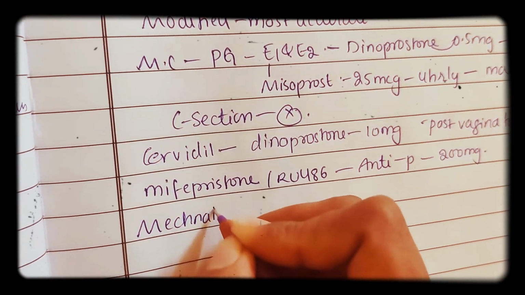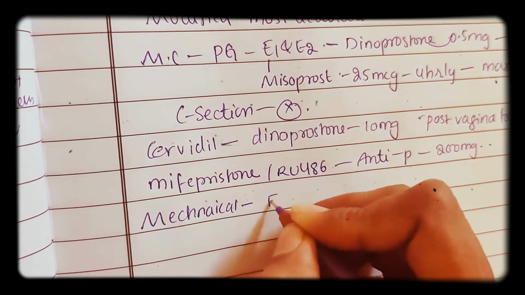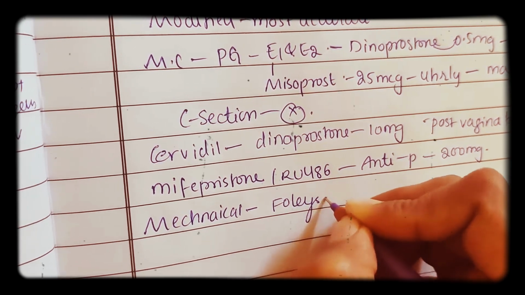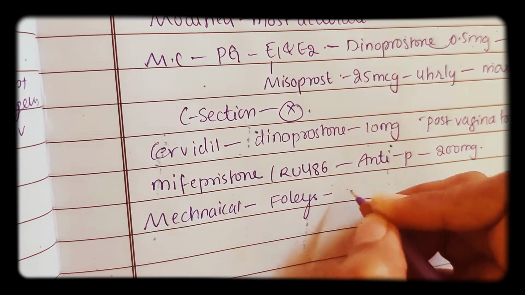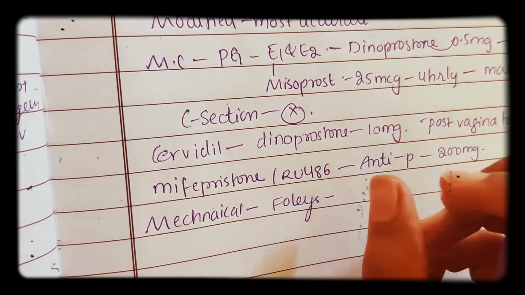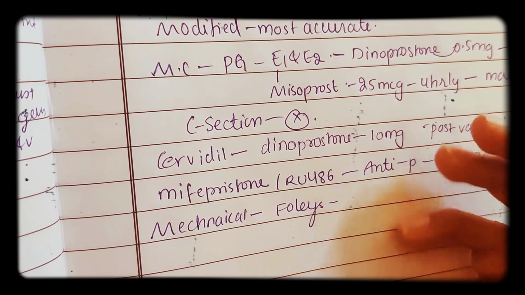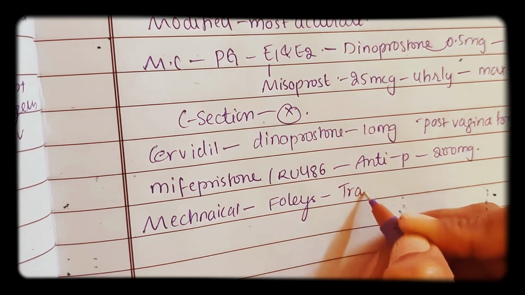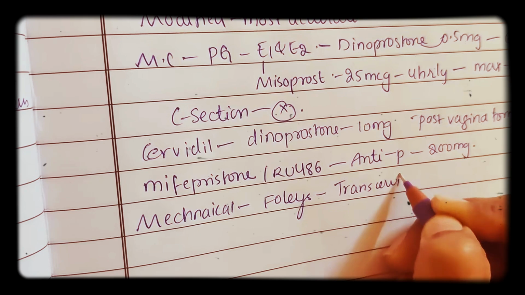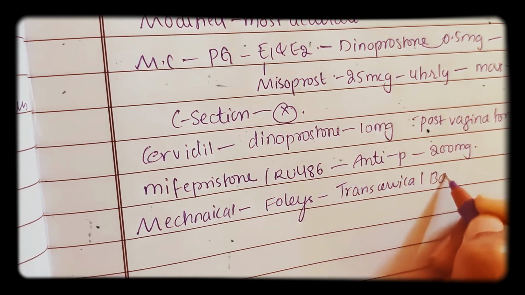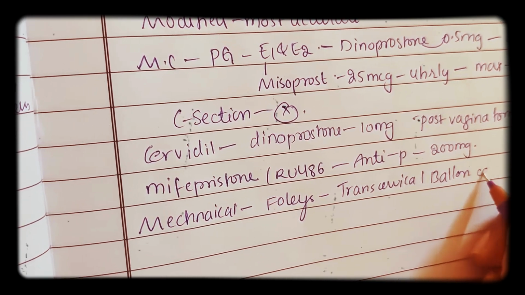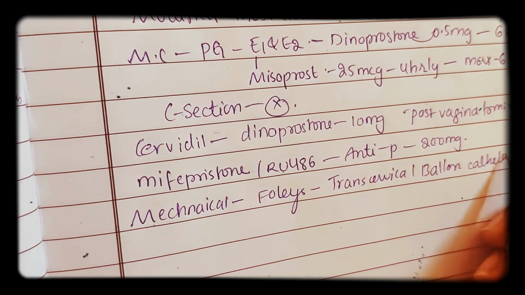So coming to the mechanical methods, you have Foley's induction. In Foley's induction, a catheter is inserted in the vagina and the bulb is filled and pulled down till it reaches the internal os. So it is also called a transcervical balloon catheter. It is like a balloon which you fill with water and send till the internal os and open it with this help.